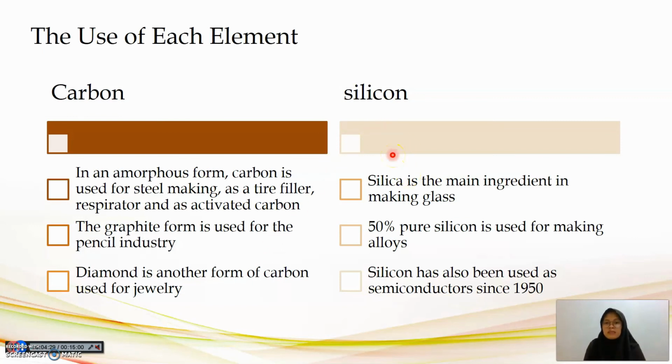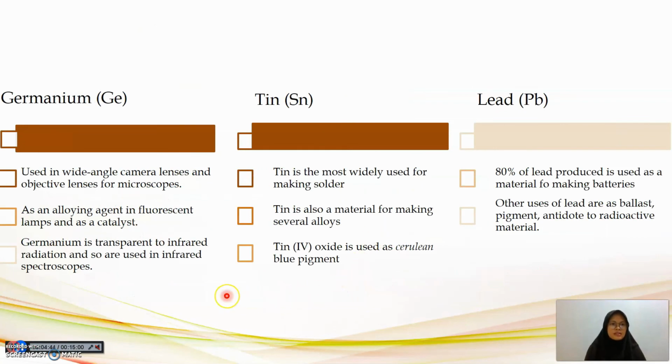Silica is the main ingredient in making glass, and 50% pure silicon is used for making alloys, and silicon has also been used as semiconductors since 1950. Next, germanium is used in wide-angle camera lenses and objective lenses for microscopes. It can also be used as an alloying agent in fluorescence lamps and as a catalyst. Germanium is transparent, so it can be used in infrared spectroscopes.